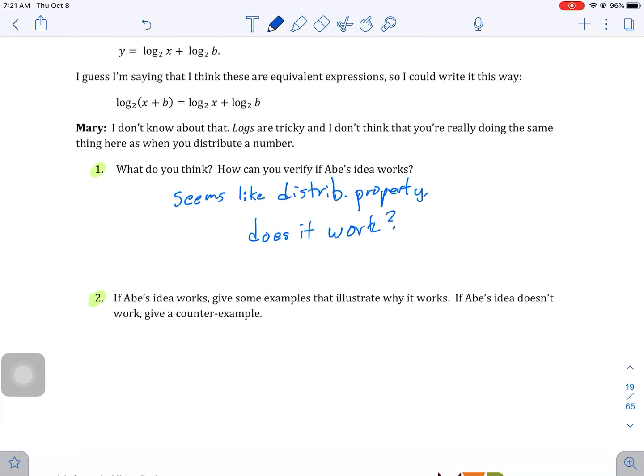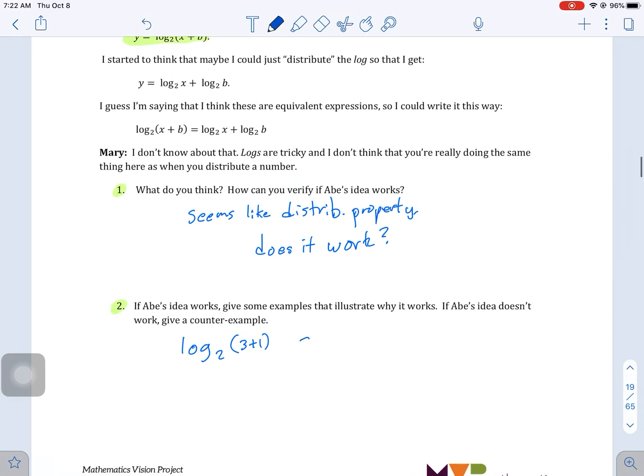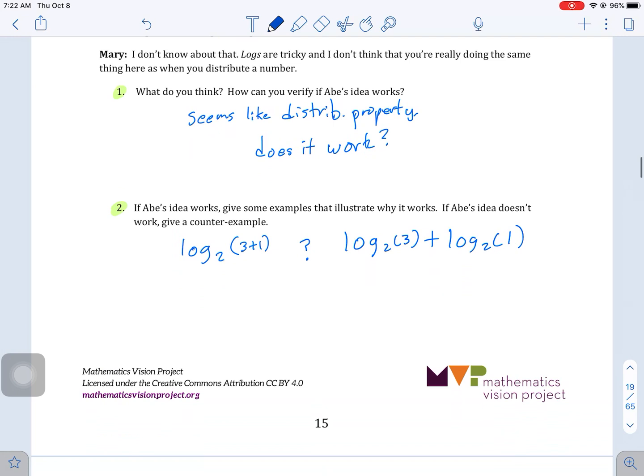So if it was to work, maybe an example would be log base 2 of 3 plus 1 would equal, I'm not going to say it does equal, so I'm going to put a question mark, log base 2 of 3 plus log base 2 of 1. So that's what we need to figure out.